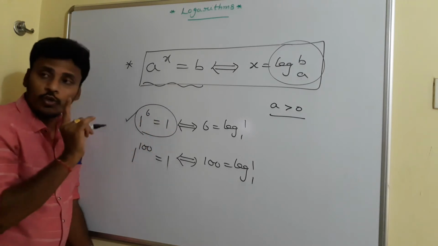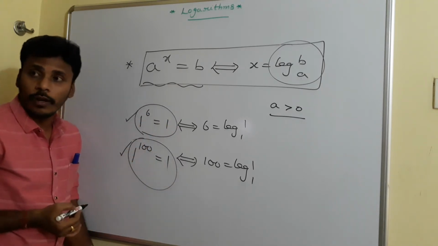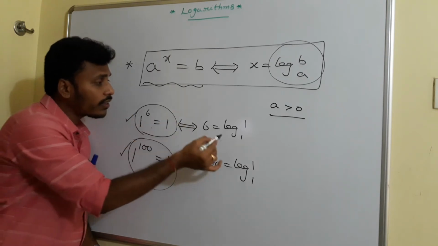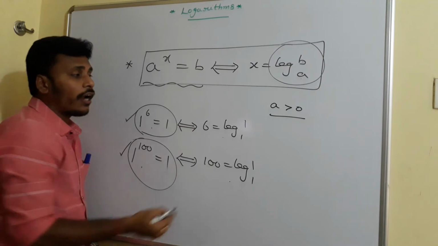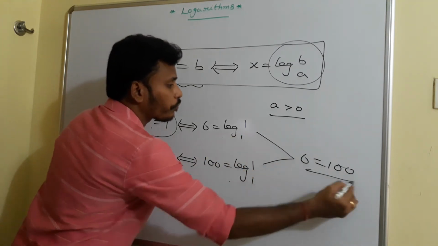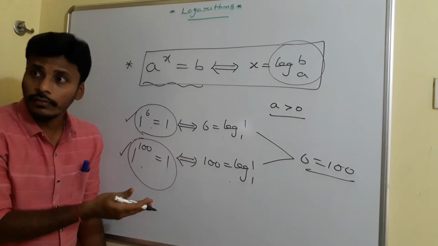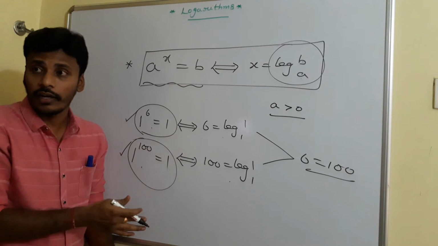Look, 1 power 6 is equal to 1 is correct. This is also correct: 1 power 100 is equal to 1. And if you convert it into logarithmic form, you have this. If you observe these two, what will you say? 6 is equal to 100. Is it a correct thing? 6 is equal to 100 is a pure contradiction. This is not correct, right?